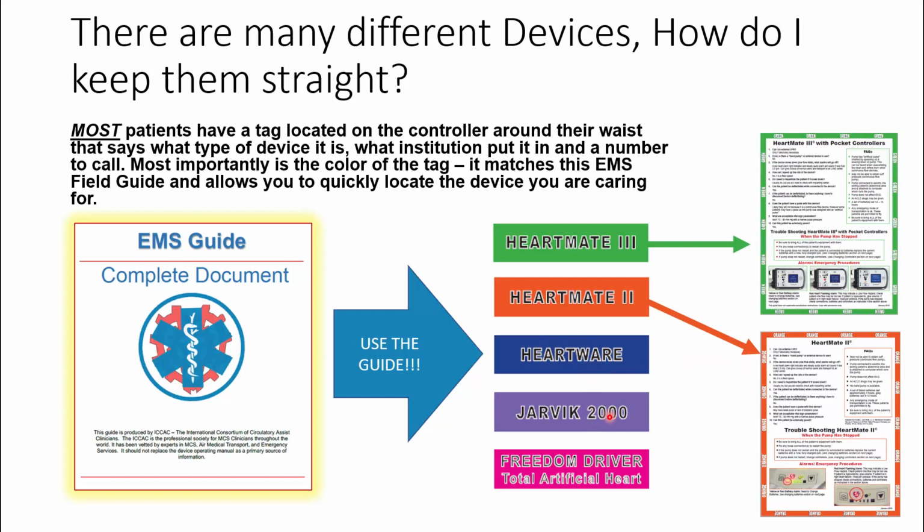There's one out there called the Jarvik 2000. I haven't seen anybody with any of these. I don't know how common they are, but they're on there also. They must be somewhat common because they have them in the guide. And the total artificial heart, known as the Freedom Driver, is right down there, and that would be pink, and we'll talk about that later.